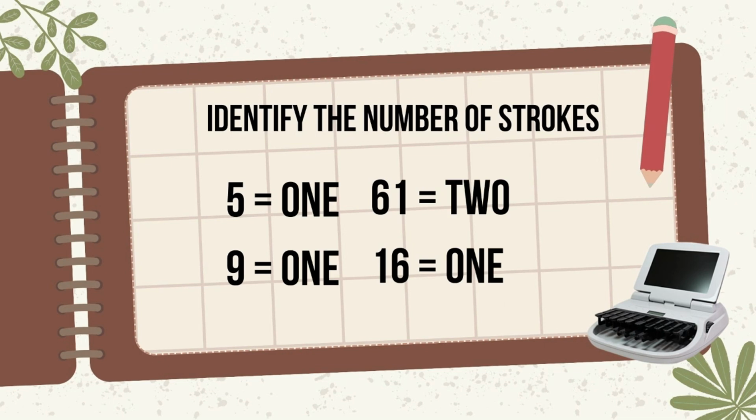For 5, it's one stroke. For 9, one. For 61, it's two strokes because you have to press first 6 and then 1. And 16, though two digits, is one stroke because the sequence of the two digits is the same as how it is on the keyboard. All right, now we are ready to proceed with our next discussion.